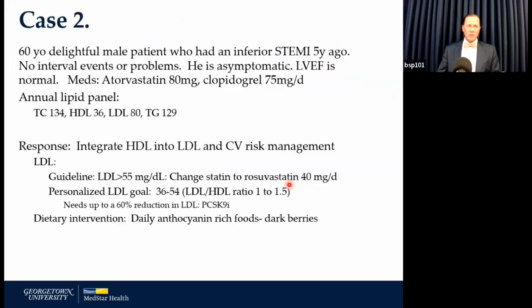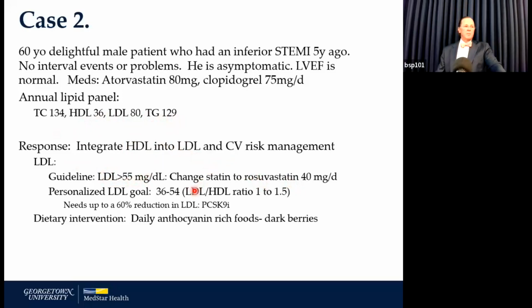So back to this patient. HDL to me is, I think, a huge missed opportunity for us, and I use it very strongly to influence the way I practice around LDL. So my response to this lipid profile by this patient was to integrate the HDL and do his LDL and risk management. For his LDL, I said, but guidelines say it's greater than 55, so the first thing I'm going to do is flip him to rosuvastatin.